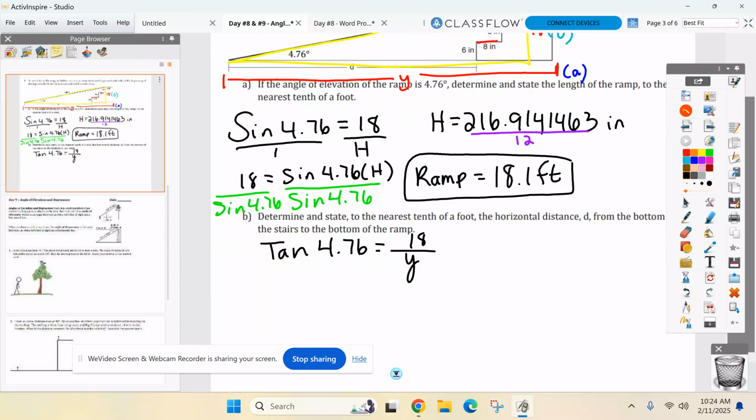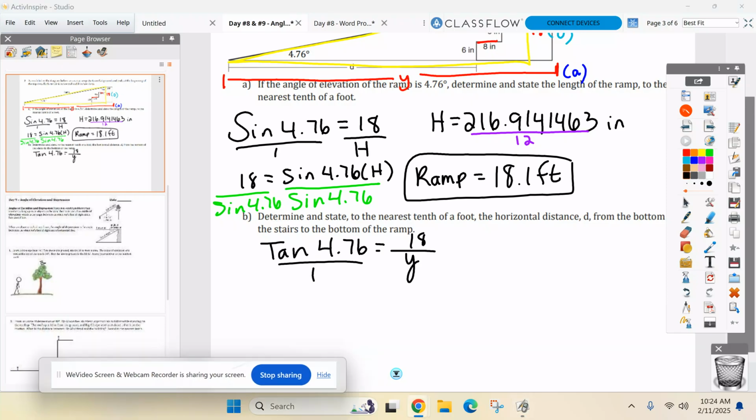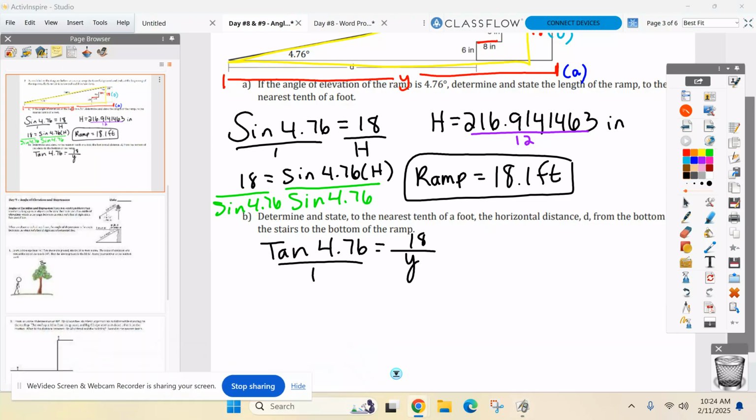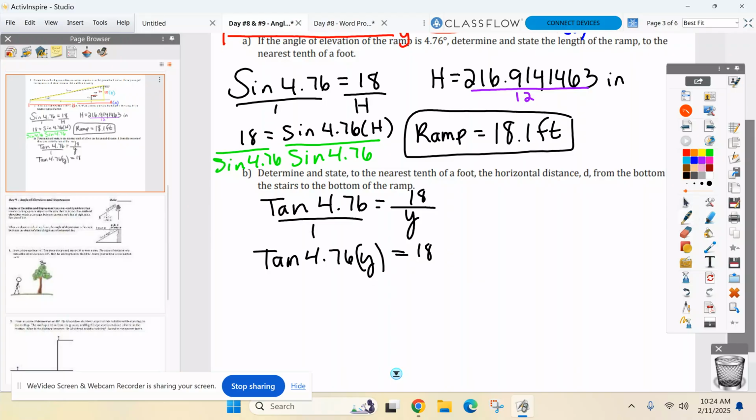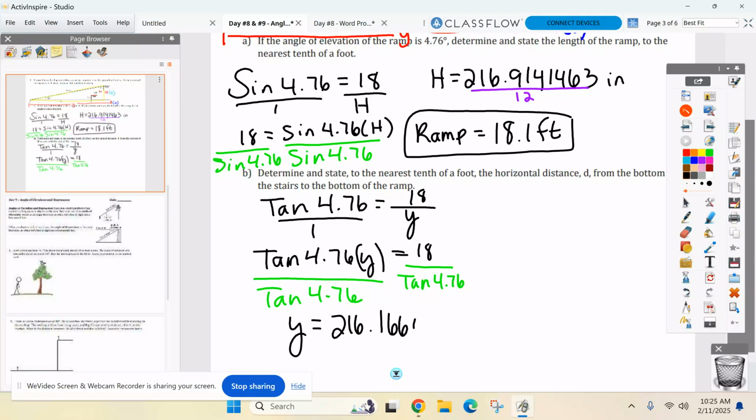Cross multiply. And then I'm going to divide both sides by tangent 4.76. And here's that whole leg, that whole adjacent side: 216.1660169.